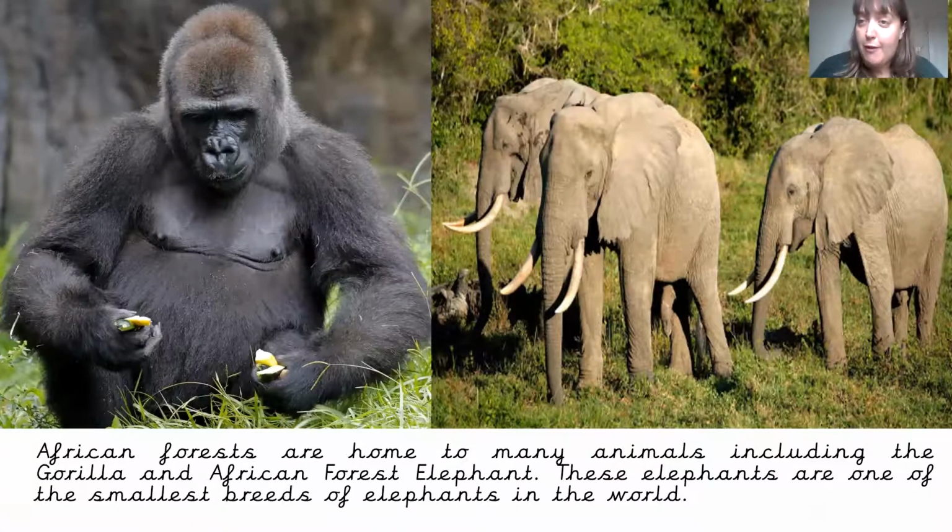So in an African forest, you might find a gorilla. Okay, and what's very interesting is you would never find this in a forest in England, but you might find an African forest elephant. Okay, these elephants are one of the smallest breeds of elephants and the smallest elephants in the whole world. That's amazing. And they live in a forest in Africa.